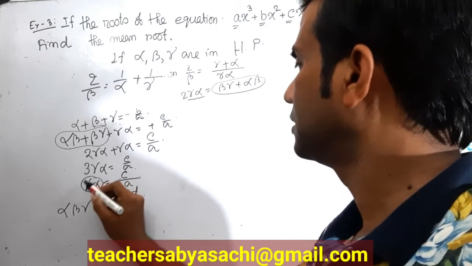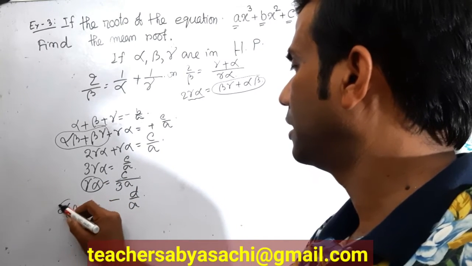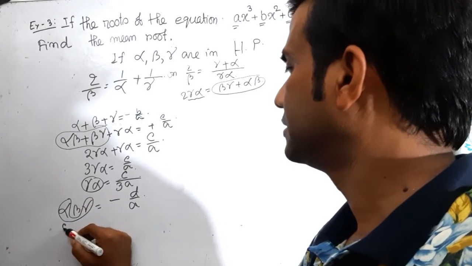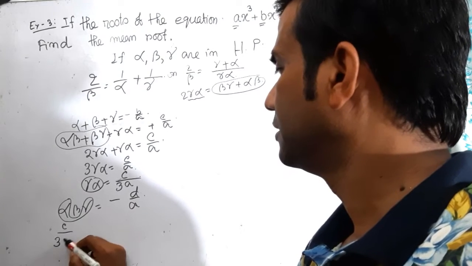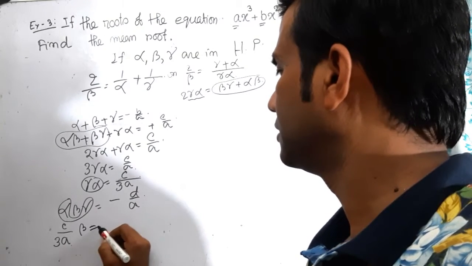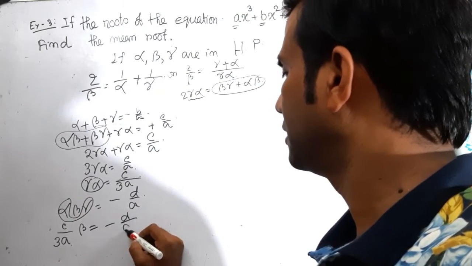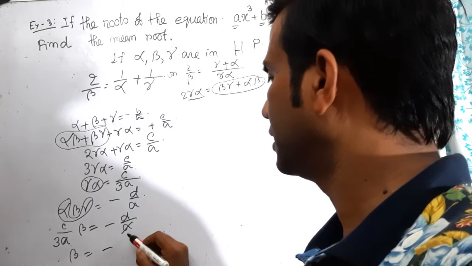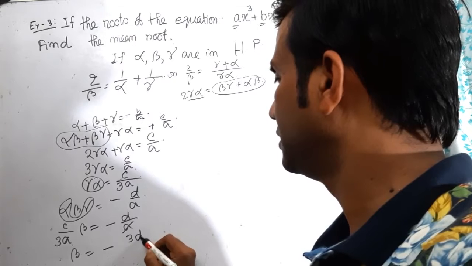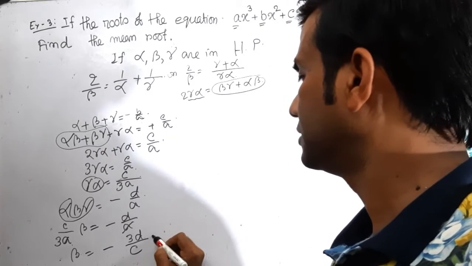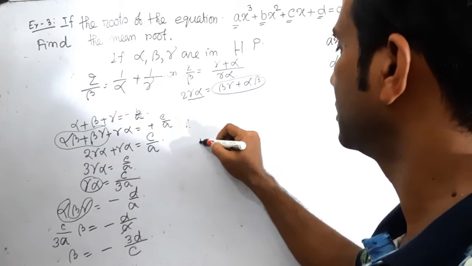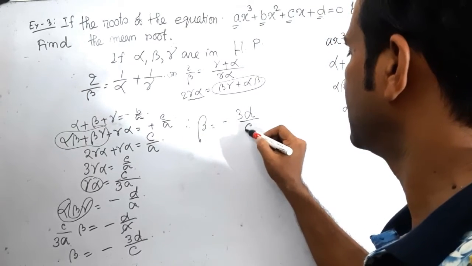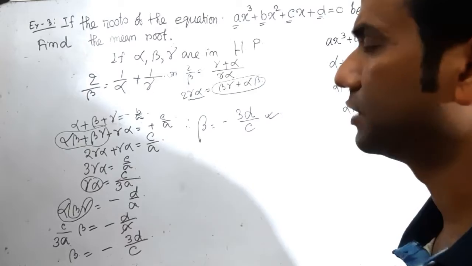Gamma alpha means c by 3a into beta is equal to minus d by a. Cancelling a, we get beta is equal to minus 3d by c. So our required root is beta is equal to minus 3d by c. This is your answer.